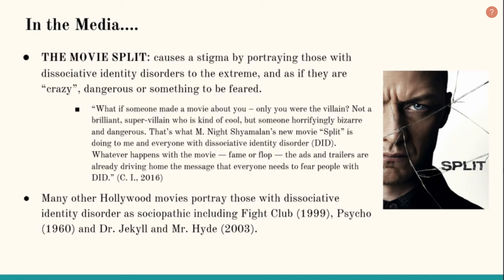Oftentimes, these Hollywood blockbusters depict those with DID as violent, unstable people, which in reality is not always the case. In fact, according to an article from techtrauma.com, people with DID are more likely to be victimized by others than to victimize them, according to research. For example, very low rates of incarceration, convictions, or probations were found in the last 6 months among a sample of dissociative disorder patients in treatment. Now we're going to look at a preview for the movie Split.